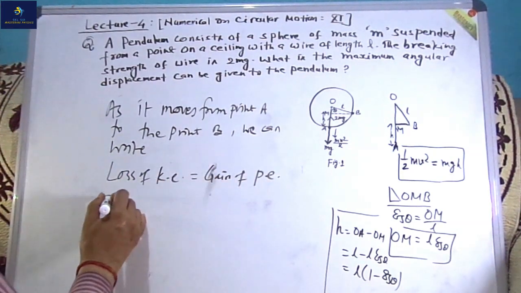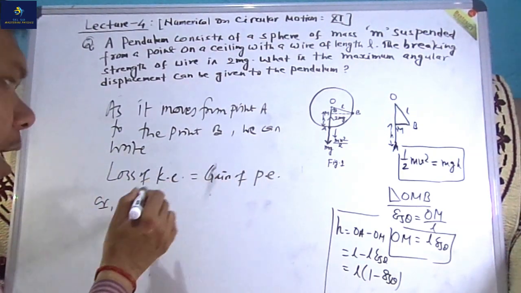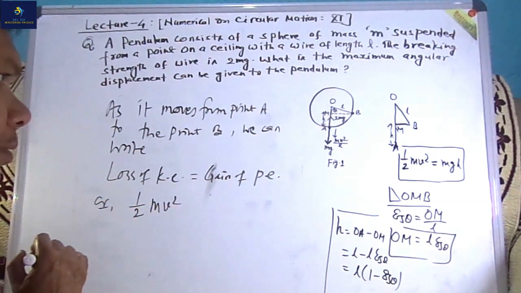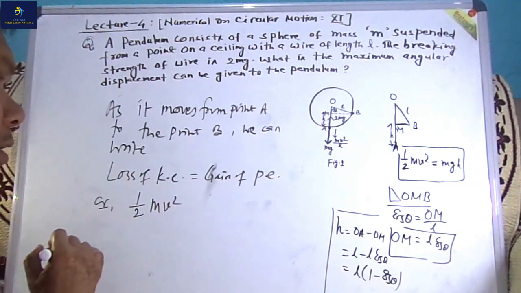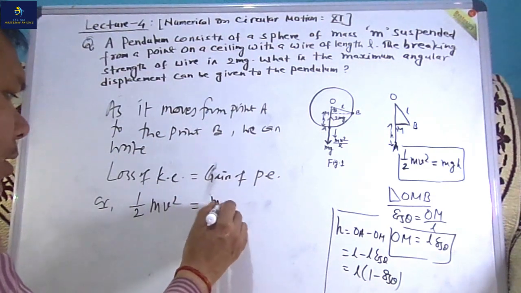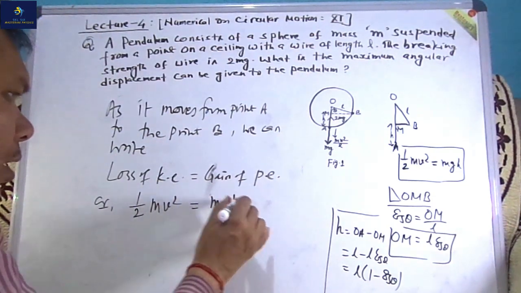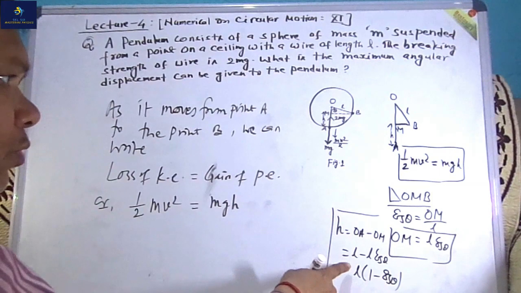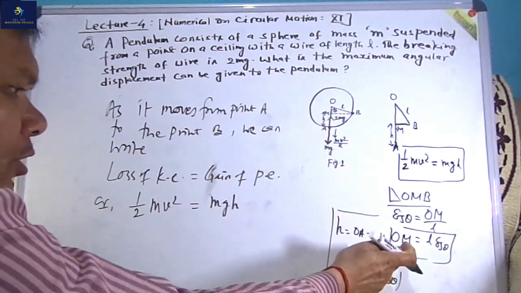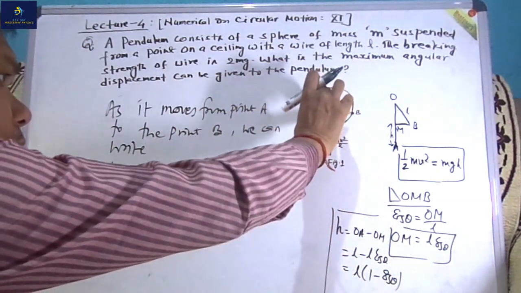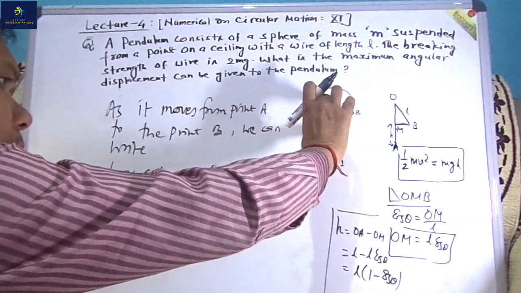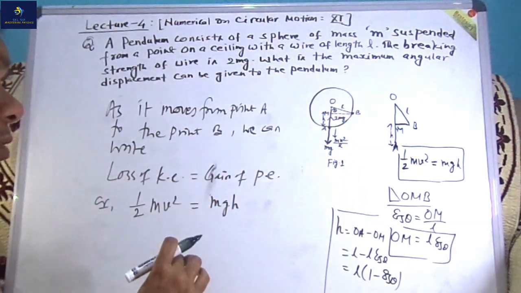So loss of K means the kinetic energy at A is half mv square. Half mv square is this, and that is equal to potential energy mgh, and h we can find by this manipulation. First we found the value of OM, and we subtract OM from OA, which is equal to L in the sphere.